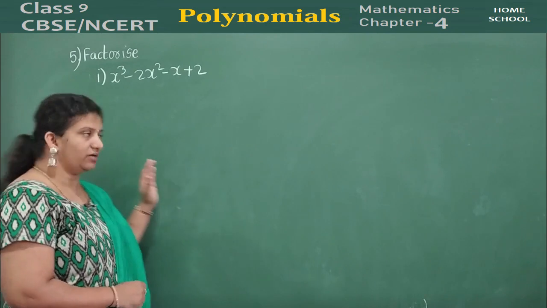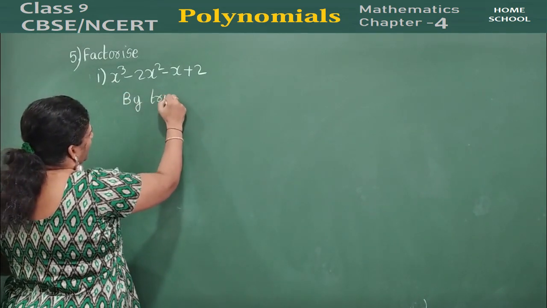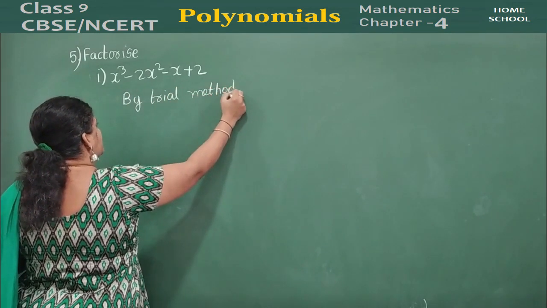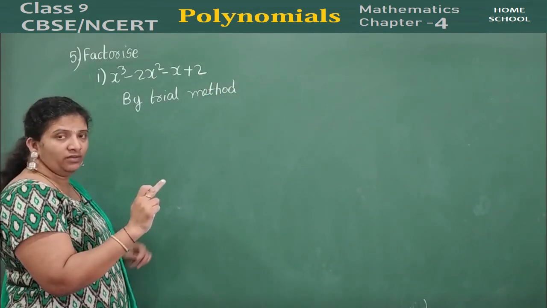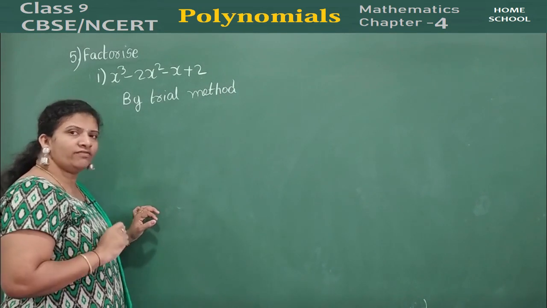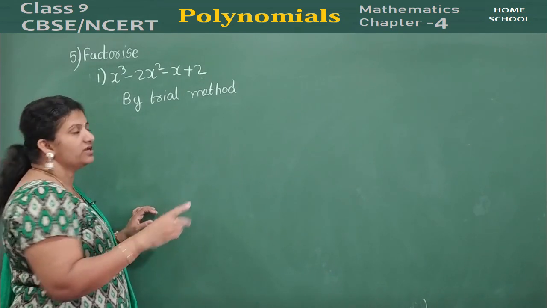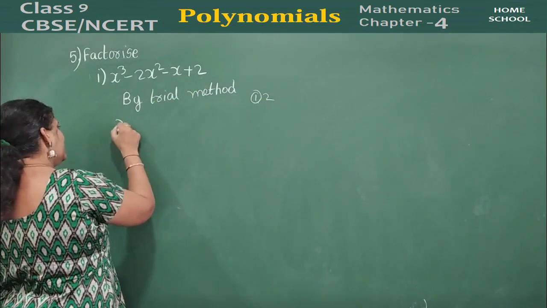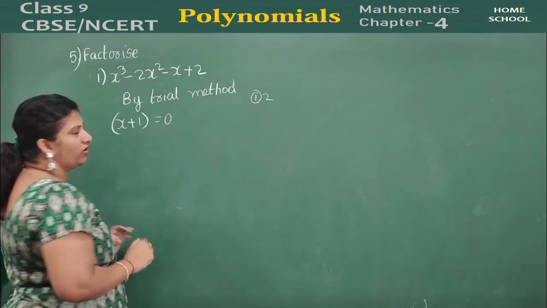Okay, let's start with the trial of factor method. So, 2 here. What are the factors of 2? Observe the polynomial's constant value. What do you have? 2. What are all the factors you can guess? 1 and 2. Right? Only 2 factors will be there. So, if I take 1 and 2, let me choose 1. That is x plus 1. Let me check whether it is a factor or not.